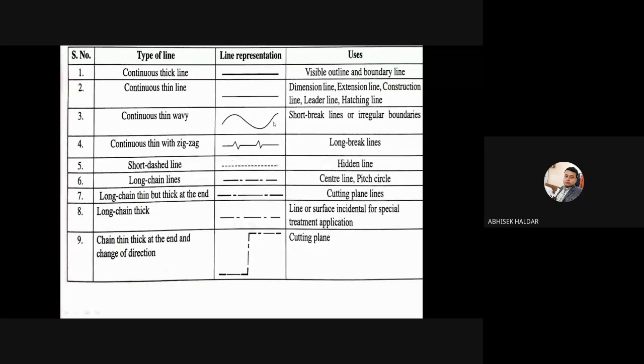And the wavy line will not be used that much in your case, but still you have to know it, as you may have to use it in some cases. It is my short break line.